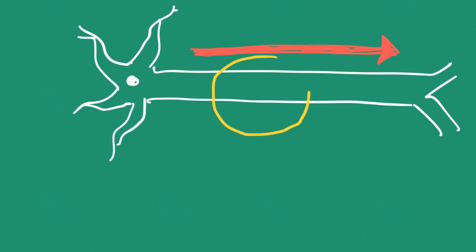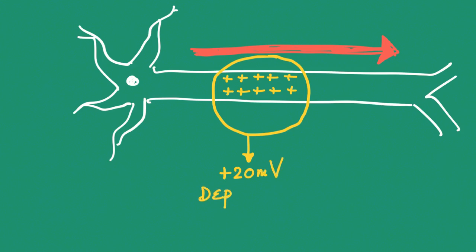Now let's take a closer look at the progression of the action potentials. The action potentials are progressing in one direction towards the synaptic terminal. Let's imagine we throw a flashlight and focus on the area that is being depolarized. So the inside of the axon is positive and the voltage is plus 20 millivolts. So this has completed the depolarization phase of the action potential. We say that the axon is depolarized.